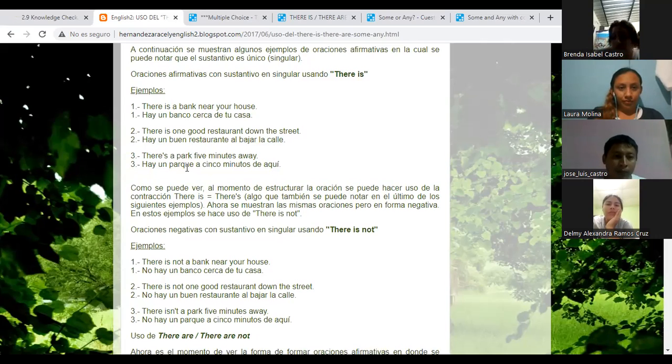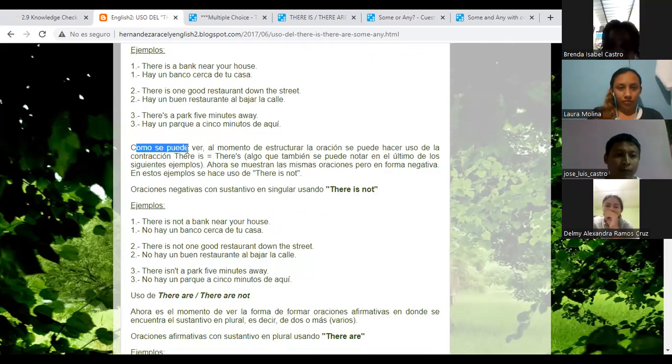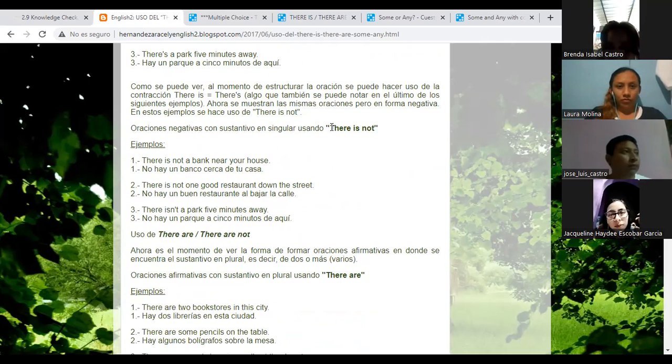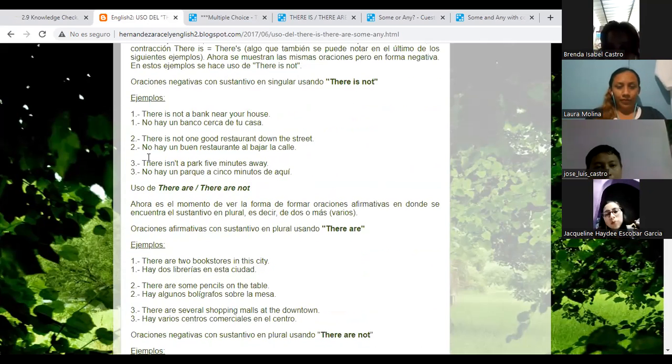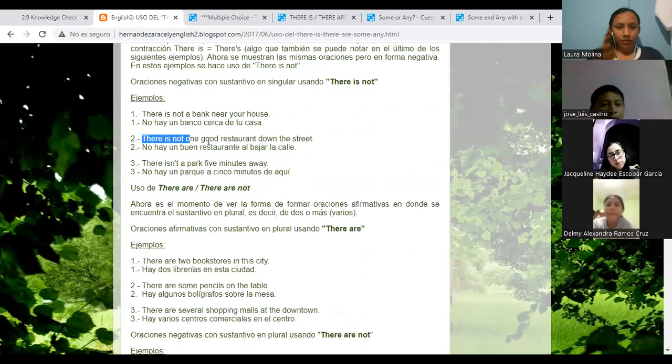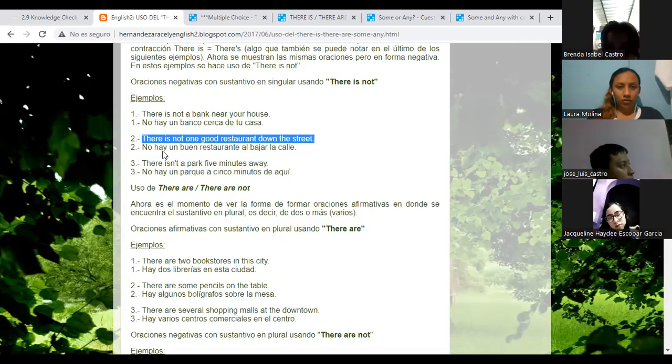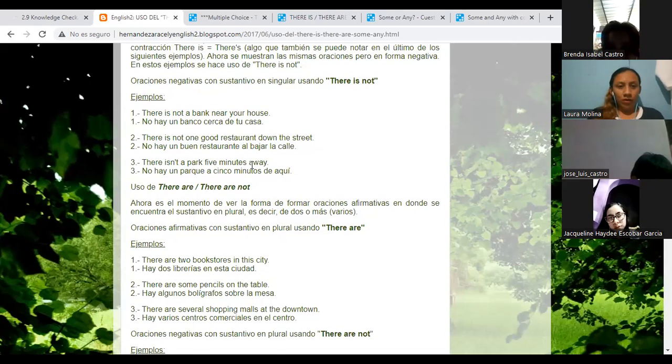Also, we can structure it this way: there is, como there's, que significa lo mismo. But also, we have there is not. For example, there is not a bank near your house. No hay un banco cerca de tu casa. There is not one good restaurant down the street. No hay un buen restaurante al bajar la calle.